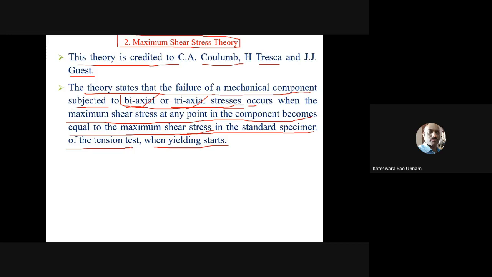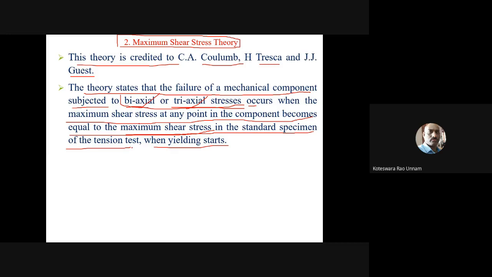So that means we need to compute two things here. You need to compute the maximum shear stress in a simple tension test, and that too at the yield point. So based on the yield strength only, you need to compute the maximum shear stress in a standard specimen of simple tension test. Then you need to relate this maximum shear stress to the maximum shear stress in the biaxial or triaxial state of stress. If these two are equal, there is an onset of failure, meaning the failure is about to happen. That is our failure criterion in this maximum shear stress theory.